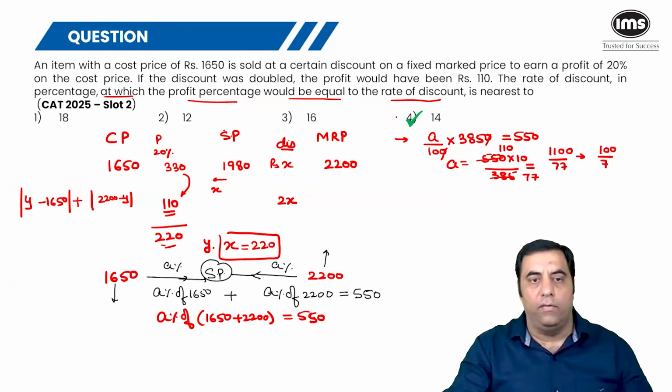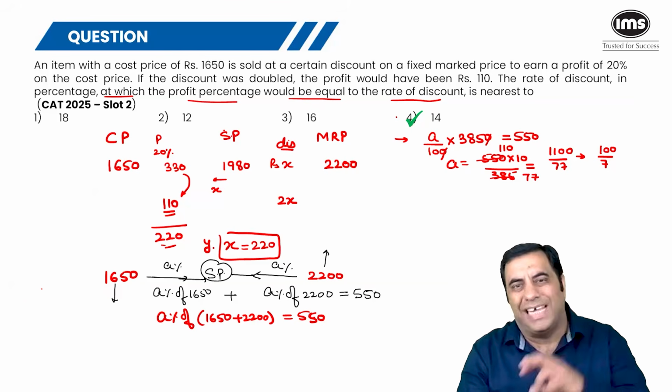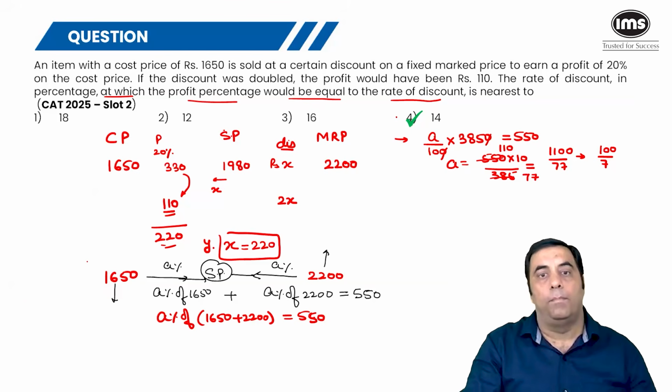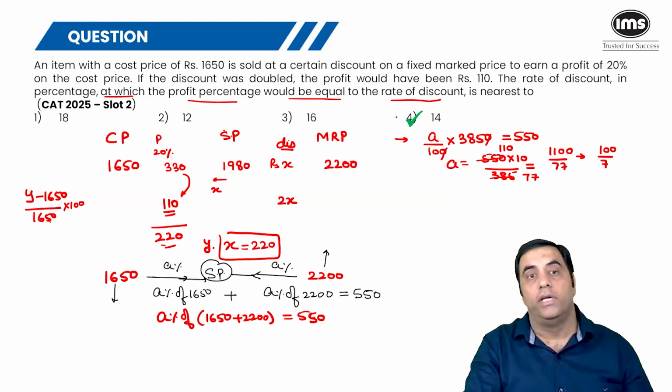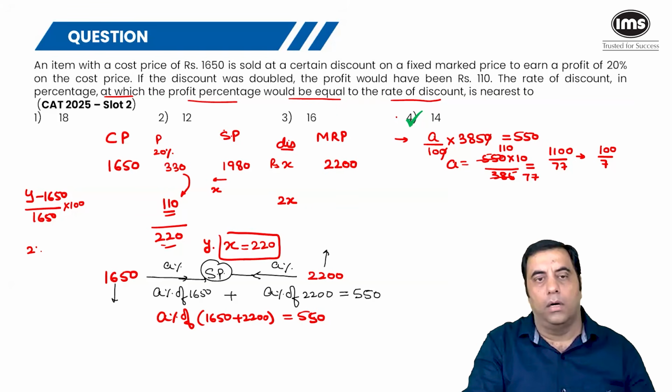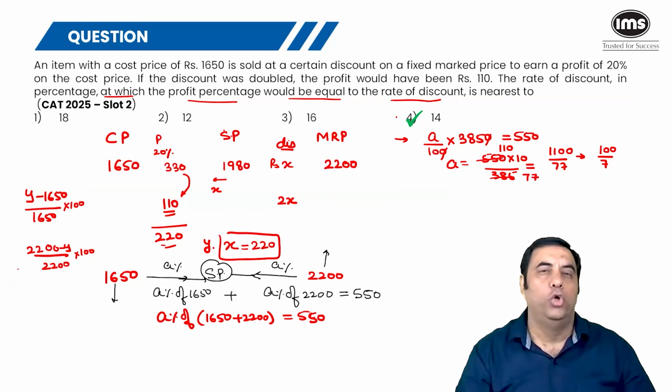Or one more alternate way that could come to your mind is that you can also think like this: if my selling price is Y, then my profit percent will be Y minus 1650 upon the cost price, into 100. And that is equal to the discount percent, which is 2200 minus Y upon 2200, that's the discount, into 100. And both the values have to be the same. When you equate them, you'll get to know the value of Y.